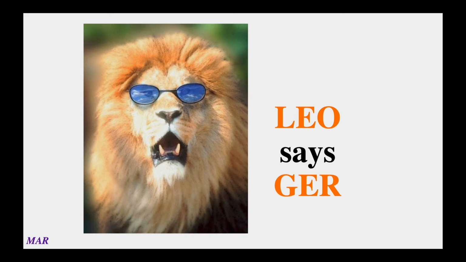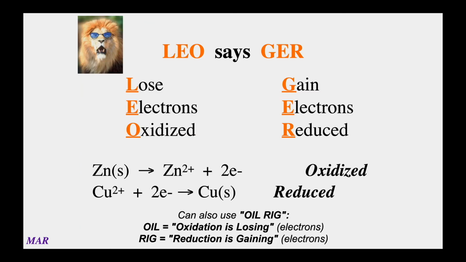But anyway, Leo says grr is an acronym. Leo the Lion says grr. Leo stands for lose electrons oxidized. Grr stands for gain electrons reduced. And in a redox reaction, you have something that's oxidized and you have something that's reduced.